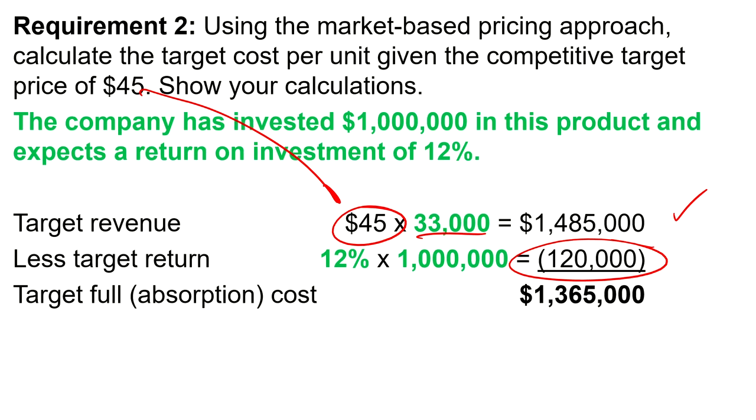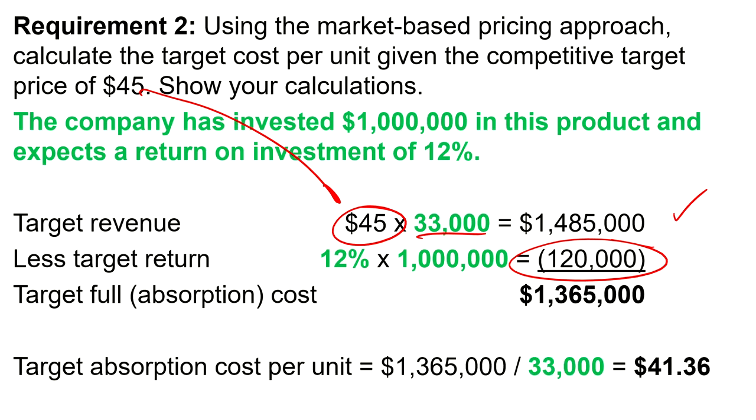So out of that $1,485,000 of revenue, $120,000 is the target return, which leaves only $1,365,000 that can be costs. And we've got 33,000 units, and so our cost per unit is $41.36. If we can produce this product for $41.36 or less, and we sell it for $45, we will be able to achieve that 12% return.